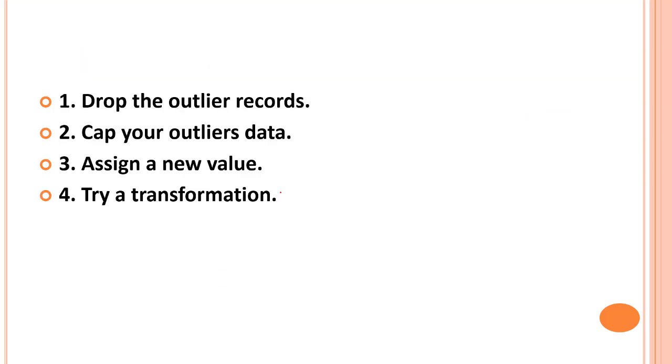We have four ways. First, drop the outlier records, in which we will just delete them. Then you can cap your outlier data. You can assign a new value, the same thing we did in our missing data videos. We are going to analyze which outliers we have, and assign them a new value. Or else we can try out a transformation, let's say a log transform. We have n number of transformations, and it's totally up to you. You can go through a reading. We are going to look mostly into these three things.